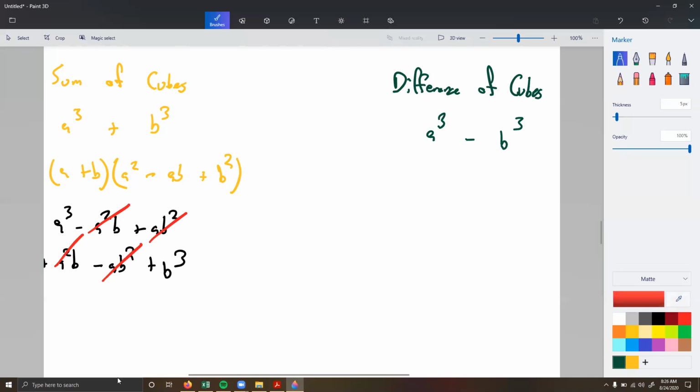Now, same dealio over here. You might be like, wow, this is so weird, how are we going to memorize this? I'm going to show you how you memorize it in a sec. But it's basically going to be the same thing with just a couple modifications.